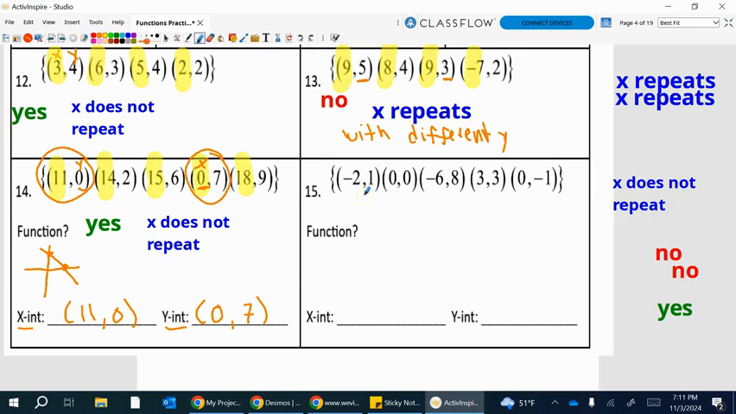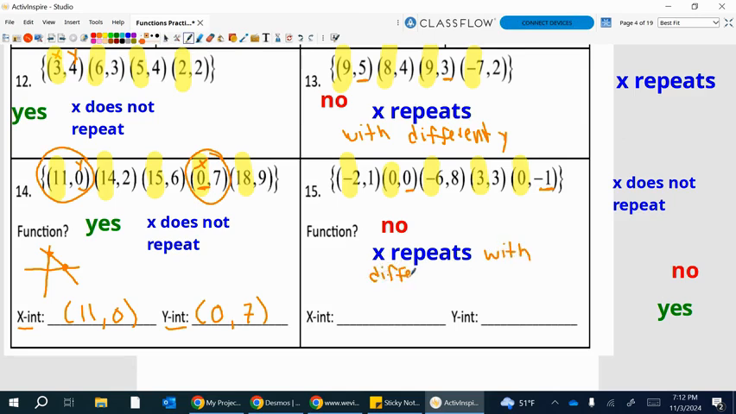Okay, and then our last one here, -2, 0, -6, 3, and 0 again. Let's double check. That's a 0 with a 0 and a 0 with a -1. Because our x is repeating with different y values, that's going to be a no. Whoops. That's because x repeats with different y. Okay, so now we're looking for the intercepts again.